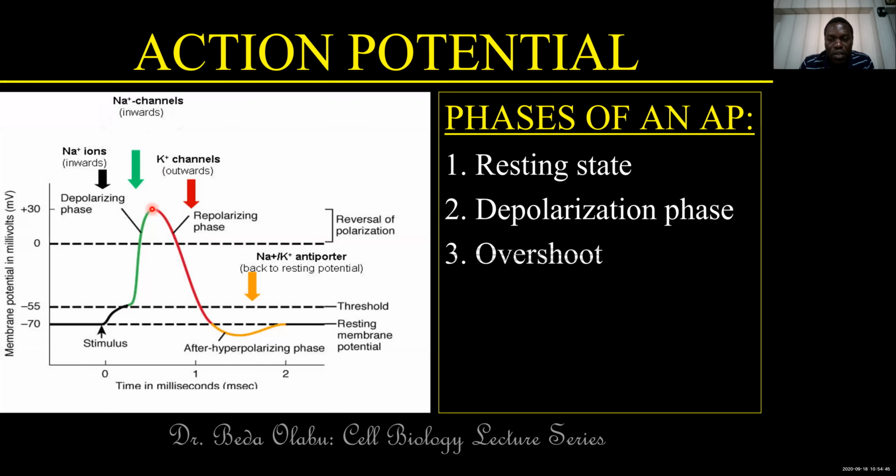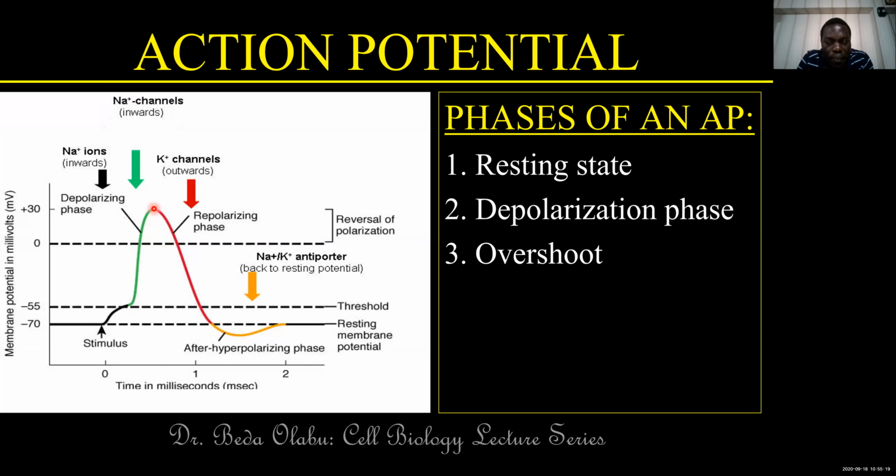That peak of the action potential, where the pointer is right now, is what we call the overshoot. So what causes overshoot? Overshoot is caused by closure of voltage-gated sodium channels. Voltage-gated sodium channels close to cause that region there, overshoot.